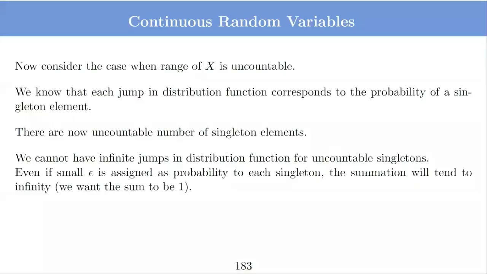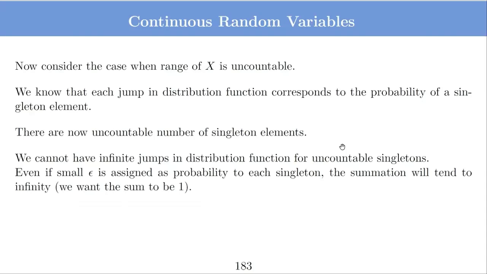Now, let us move to continuous random variables. So, let us first consider the case when the range of x is uncountable. In the previous case, when we were talking about discrete random variables, we took the range of x as countable or finite. Here we have to consider the case where the range of x is uncountable.